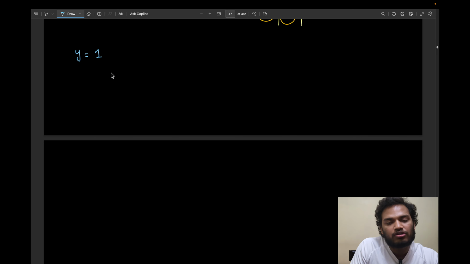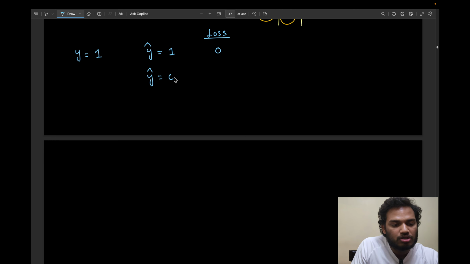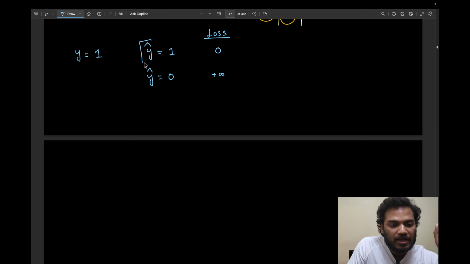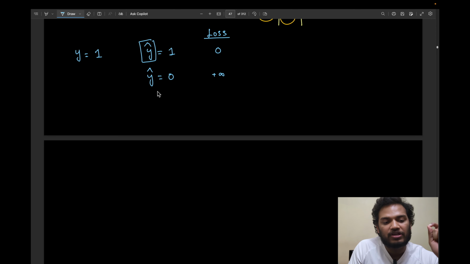Okay, so y equal to 1 means the actual output is 1. In such case, whenever my y predicted is also predicting it as 1, then the loss that it should be giving is 0, right? Because both are equal. And similarly, whenever the predicted output is 0, when actual output is 1, the loss that we expect is plus infinite. So can you guys think of any function which takes this y cap as the input, and it should be giving output respectively? Like whenever the y cap is 1, it should be giving it as 0, and whenever y cap is 0, it should be giving it as plus infinite.